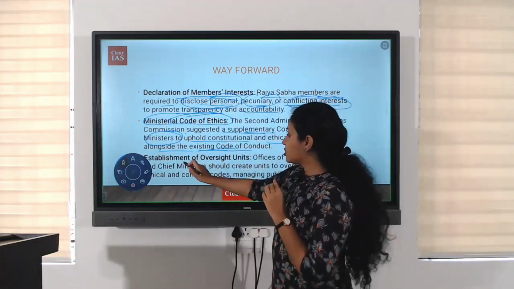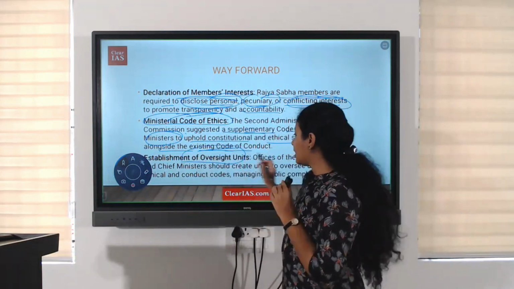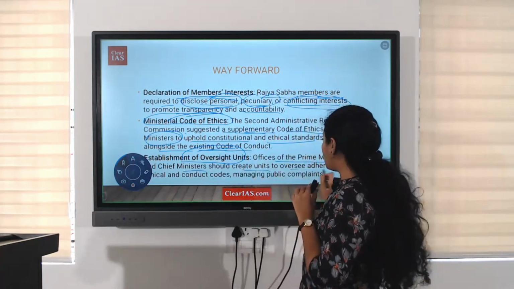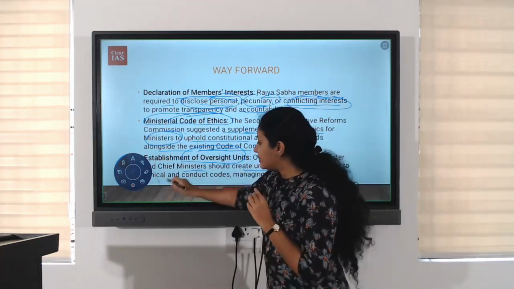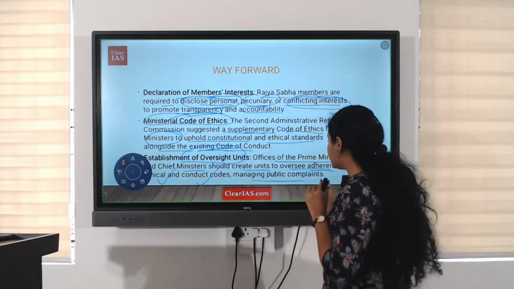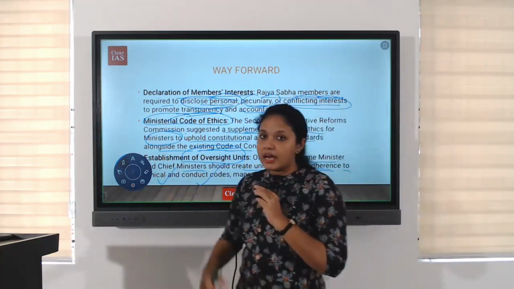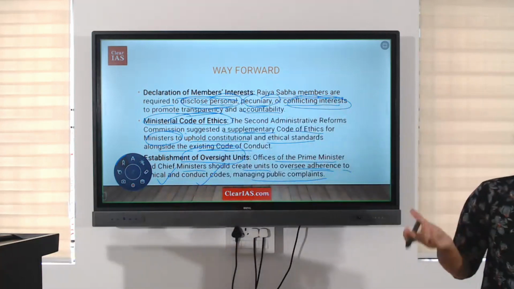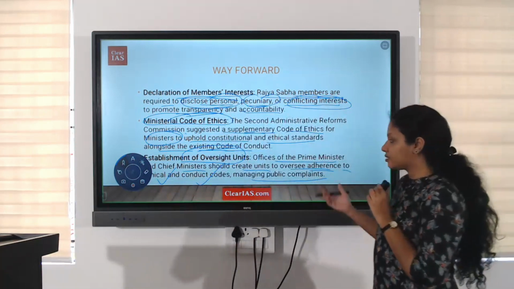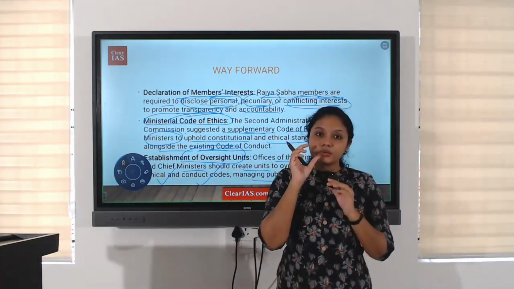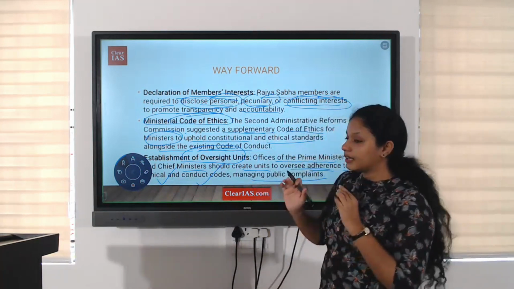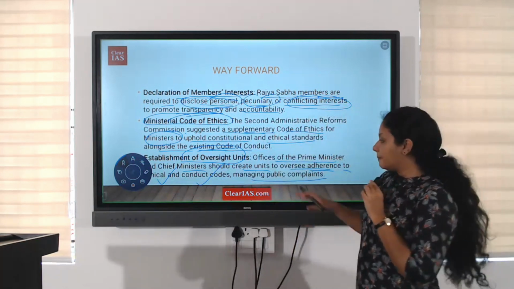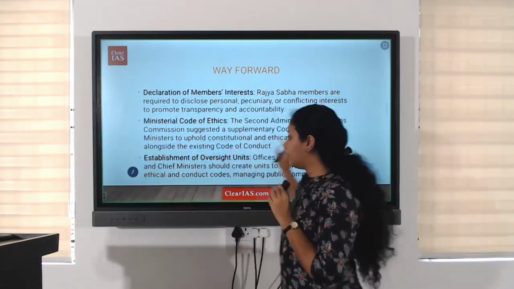Next one is establishment of oversight units. Offices of the Prime Minister and Chief Minister should create units to oversee adherence to ethical and conduct codes, managing public complaints. Okay, higher offices like the PMO, Prime Minister's Office, and Chief Minister's Office should create units specifically to identify whether the ethical and moral conducts are fulfilled, while managing the public complaints.